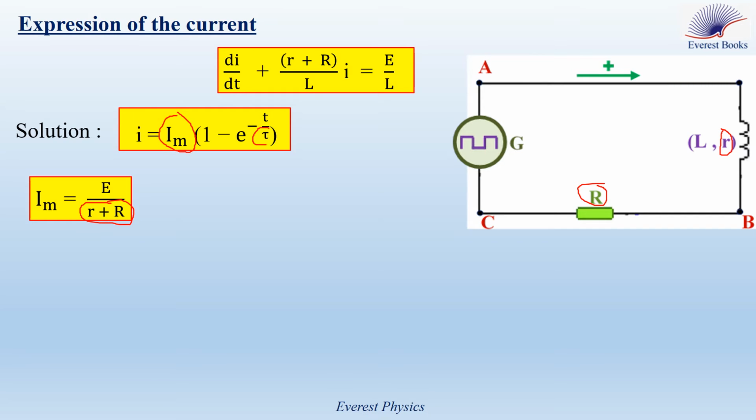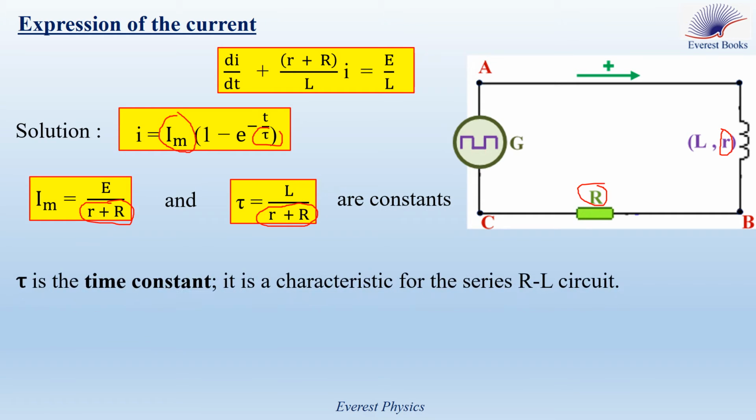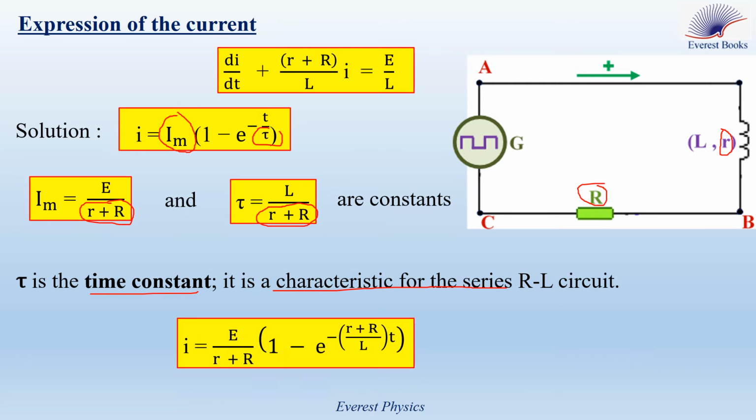What is tau? Tau is the time constant of the RL circuit. Tau is equal to L, the inductance, over the resistance of the circuit. Now, Im and tau are constants. Tau is called the time constant, and it is a characteristic of the RL series circuit.